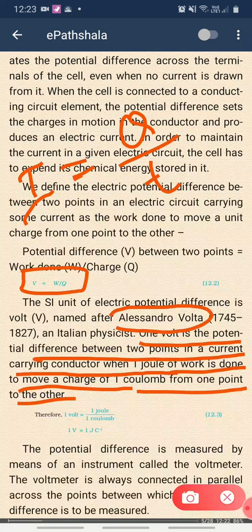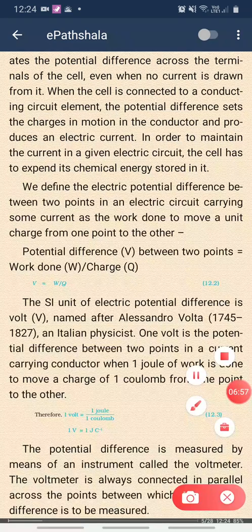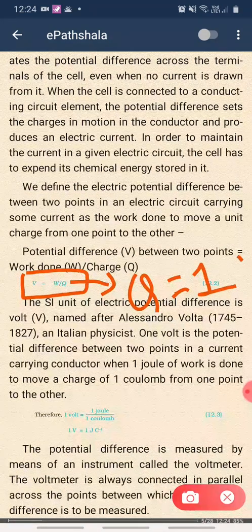Let's say we have to move the charge. Now see, what is potential difference? It is W upon Q. Let's say we want to move only 1 coulomb of charge. Q value is 1 coulomb. I'm just writing Q is 1. It is measured in coulombs. So 1 coulomb of charge we want to move.